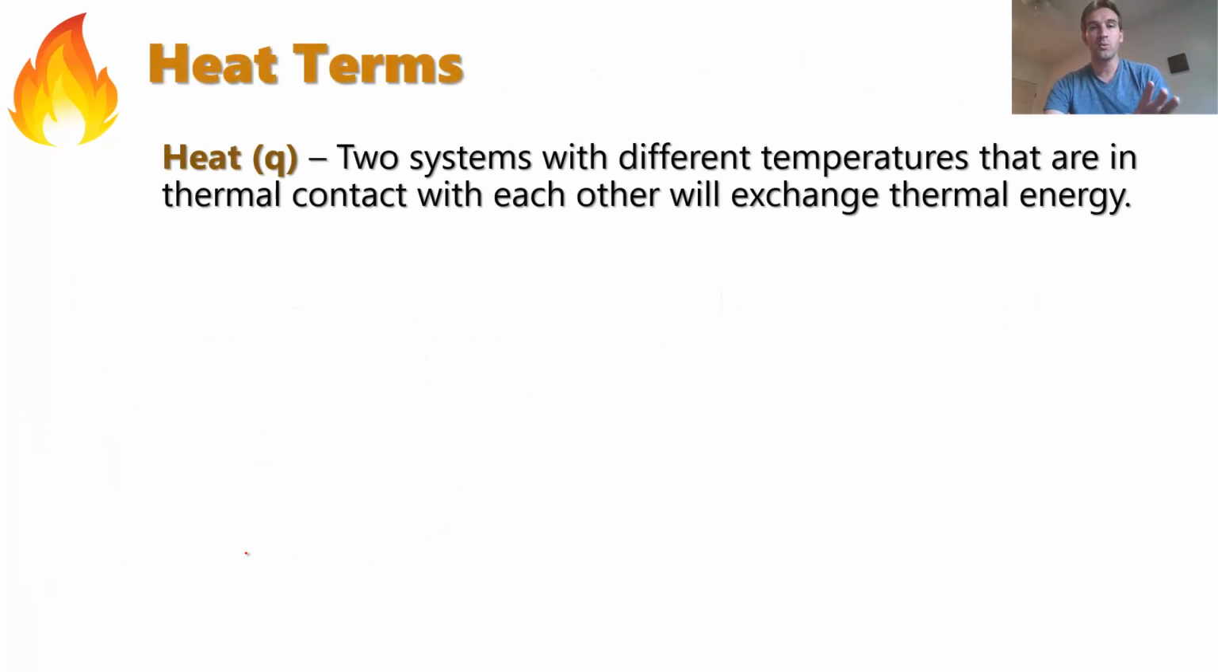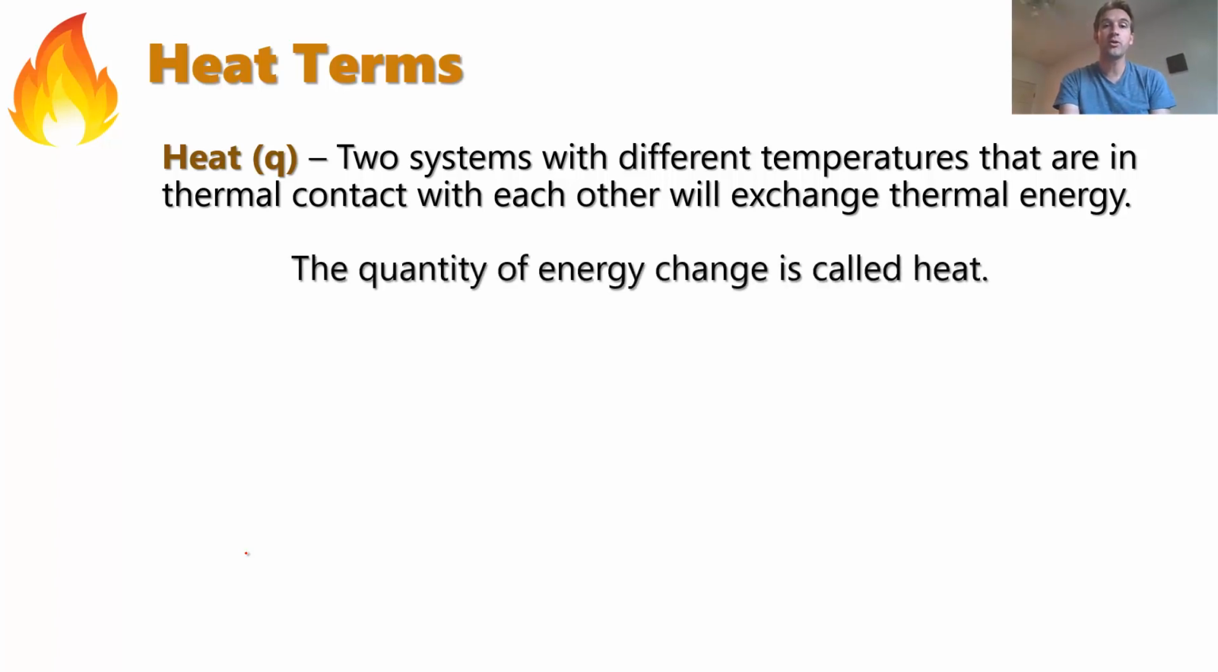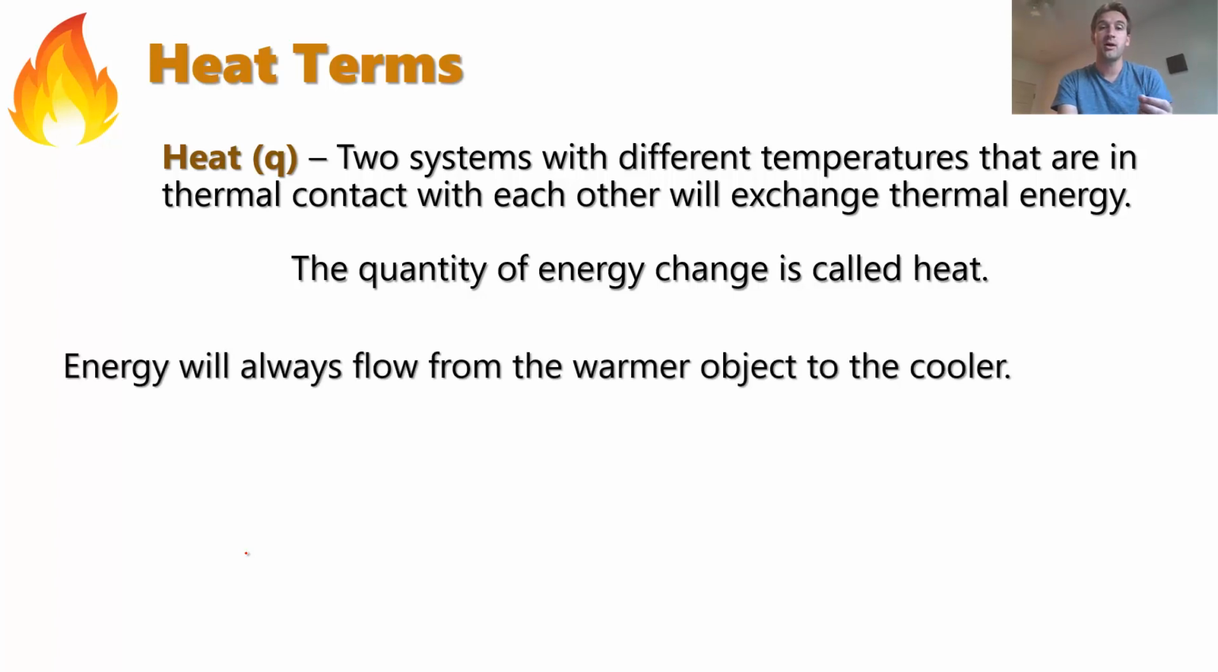Now, what we want to do is define a few specific terms. We talk about heat, and heat is often very confused. Heat is not the temperature, how hot something is. Heat actually is when 2 different systems that have different temperatures are in contact with each other. Now, when they're in contact, what will always happen is energy will be transferred from the higher to the lower energy source. We call the quantity of energy exchange heat, and this flow idea is very, very important.